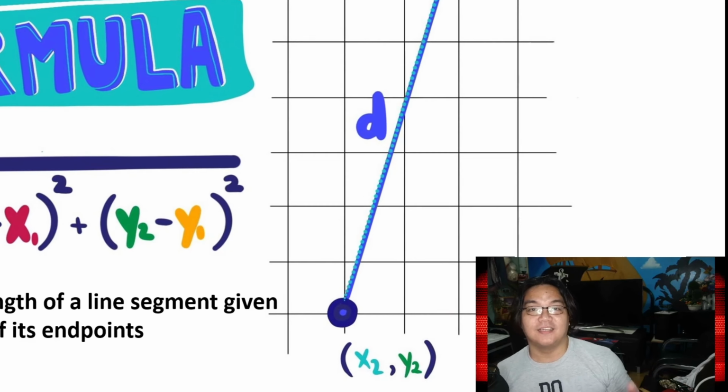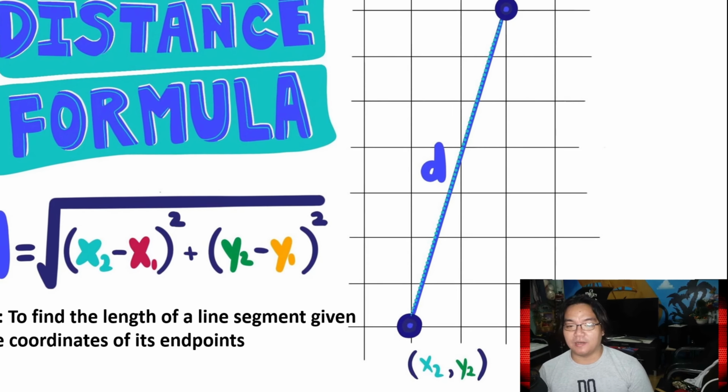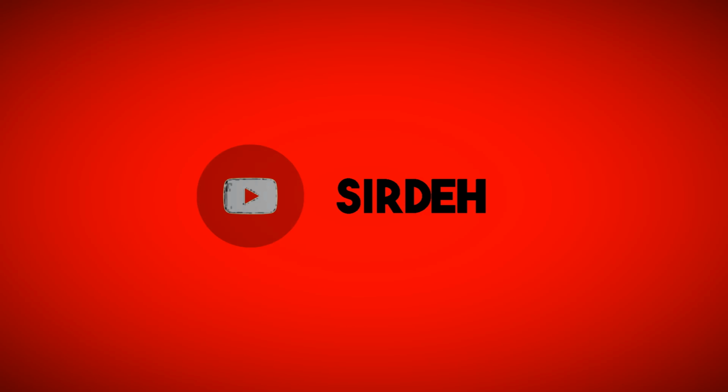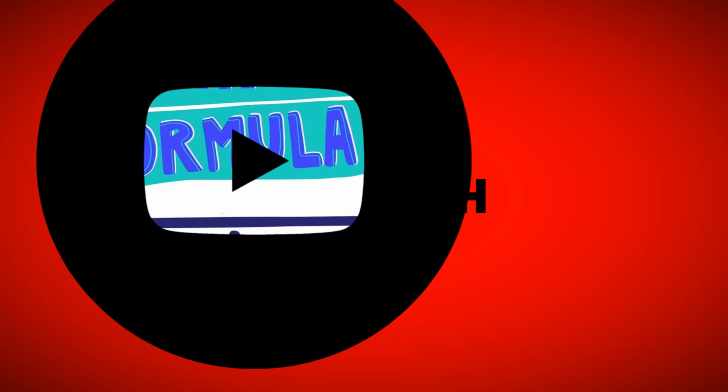So hello guys, in today's video we will be talking about the distance formula. So let's start. Our target is to find the length of the line segment given the coordinates of its endpoints. The distance formula is a useful tool in finding the distance between two points.